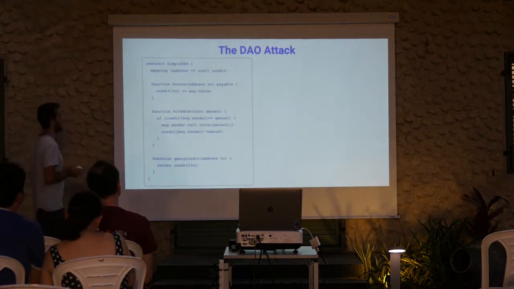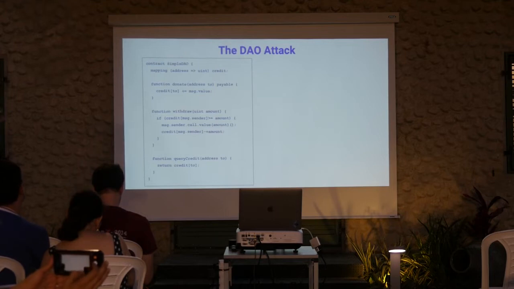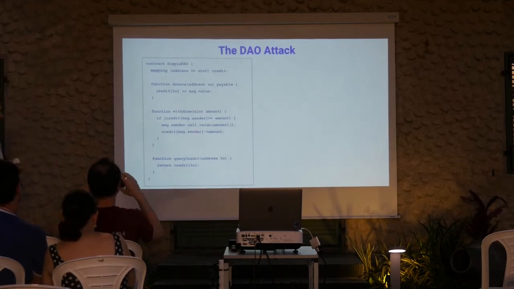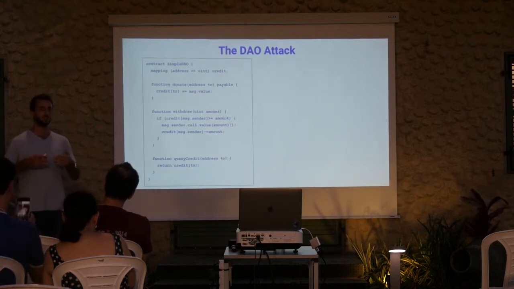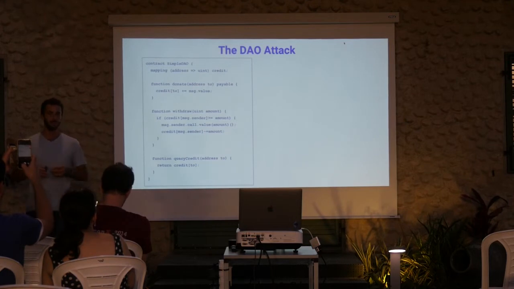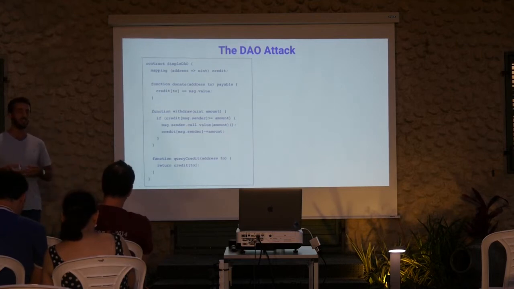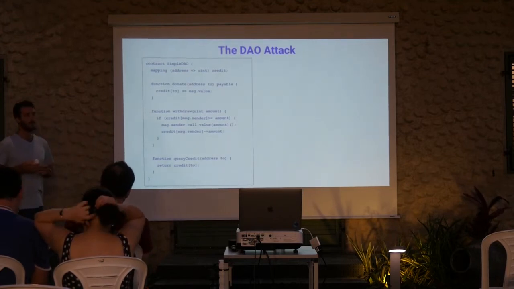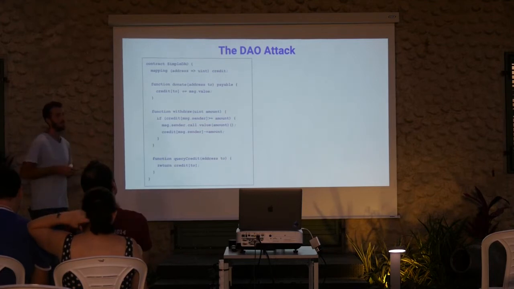So here we have a simple DAO contract, which has three functions and one variable. This variable is a mapping. It's like a hash table, lookup table, whatever, which has an address and a uint. The address is the address of the user, and the uint is the balance of the user. The first function is donate. Donate gets an address and takes the money from the transaction. Here we can see that it's payable, and it adds this amount of Ether to the credit of this address.